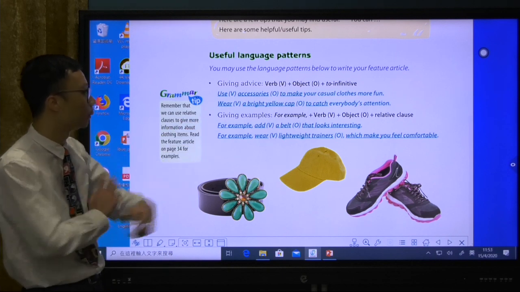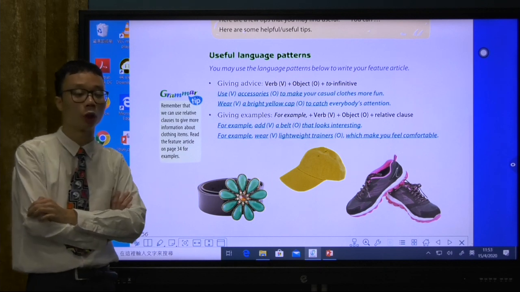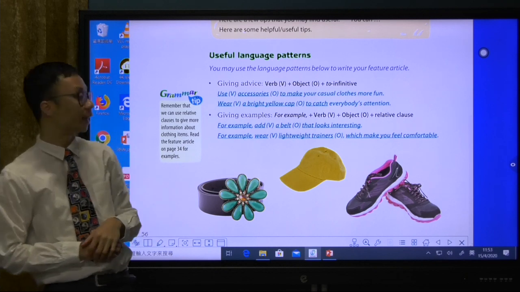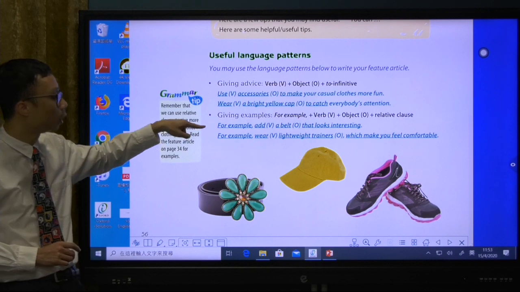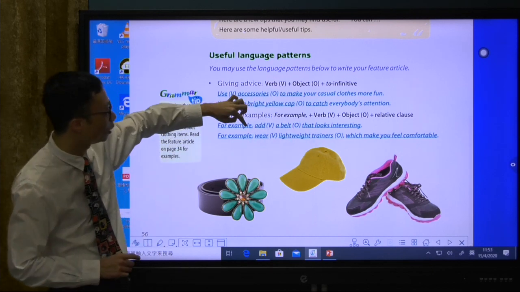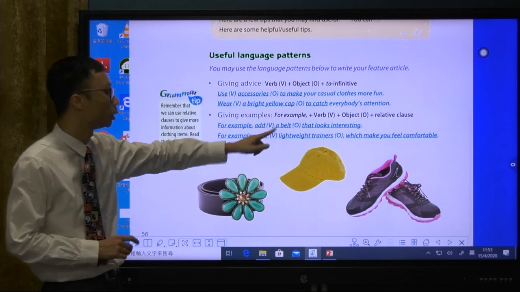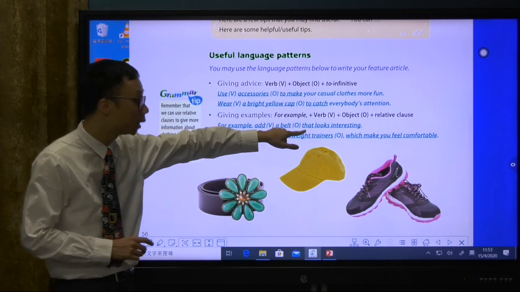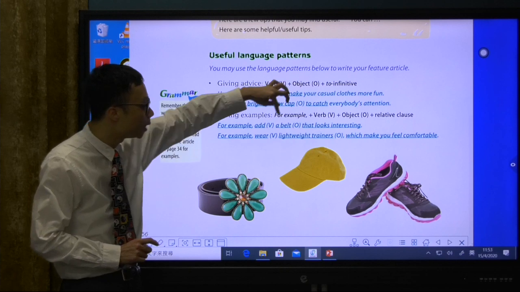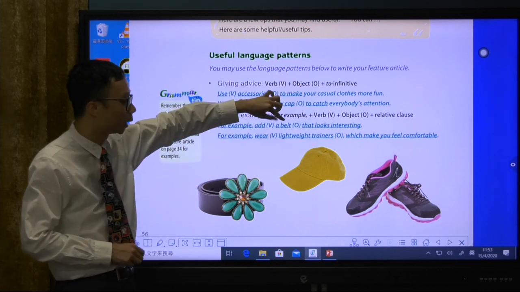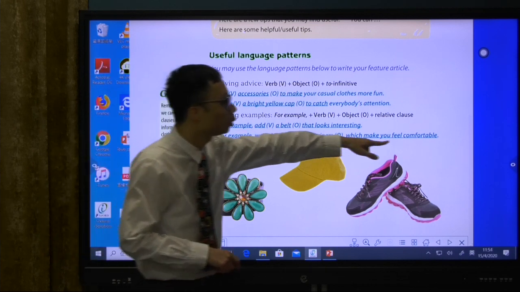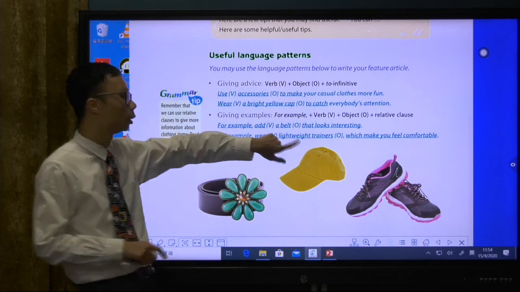Now, the relative clause here, do you remember how it works? Two weeks ago we taught who, which, and that replacing them all. So here, a good example: you put the first thing, for example, add a belt that looks interesting. And then a verb here, same thing. Instead of saying "you should add something", you say add a belt, make it look interesting. And then you have the object here. And lastly, the relative clause, which is supposed to support the object: "that looks interesting" supports the belt, the buckle, not the leather strap. Same thing here: wear lightweight trainers, which make you feel more comfortable. The relative clause is supporting the object here, the lightweight trainers.